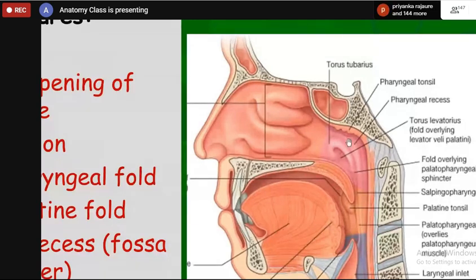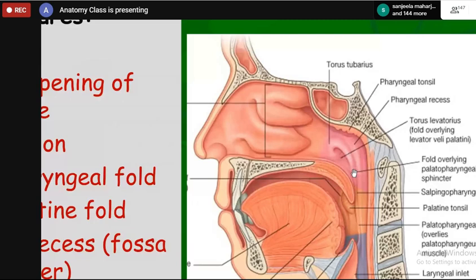Next one is the salpingopharyngeal fold. Now the salpingopharyngeal fold is this one, going towards the pharynx. Now how is the salpingopharyngeal fold formed? Inside this fold, we have the muscle known as the salpingopharyngeal muscle. The salpingopharyngeal muscle will be covered by the mucous membrane, and this will form the fold known as the salpingopharyngeal fold.